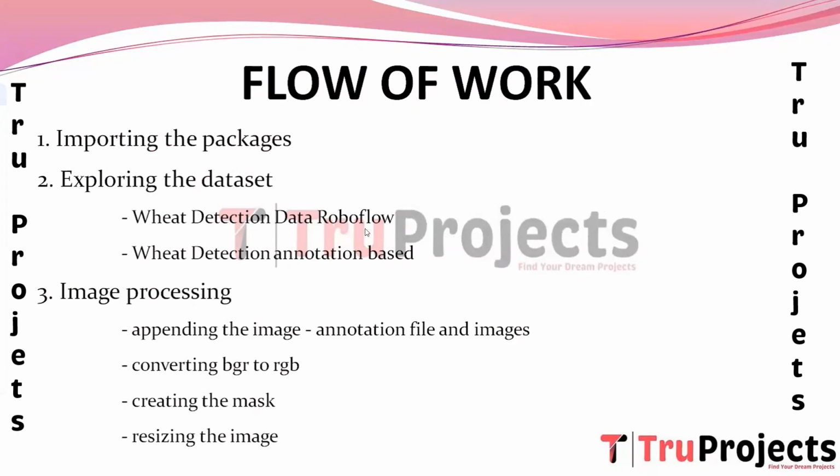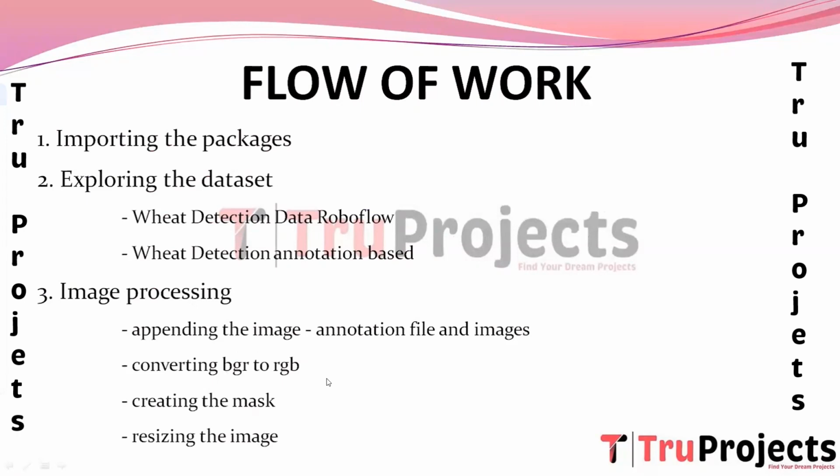This suggests another dataset specifically focusing on annotations for beat detection. Exploring this dataset typically means inspecting the annotations provided for each image to understand how objects of interest are marked. Second, it includes beat detection notation base. We have already discussed about this. And third, here we have image processing, appending the image annotation file and images. So in this, we include combining image files with the corresponding annotation files, linking the visual data with the annotations for object detection tasks. Second, here we have converting BGR to RGB.